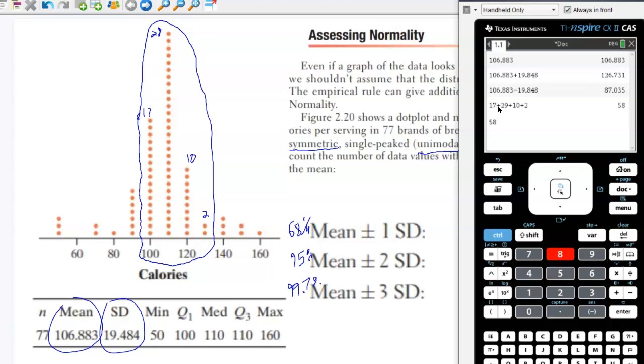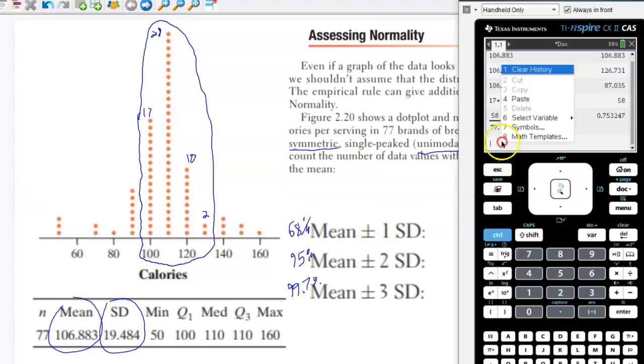It says there's 77, so 58 divided by 77. Hit Control Enter or put a decimal in there to get a decimal. So that's 75% of the data. I was hoping for 68% or something very close to 68%, so that doesn't make me think this is going to be normal. Let's just keep going, but I'm not thinking this is looking good.